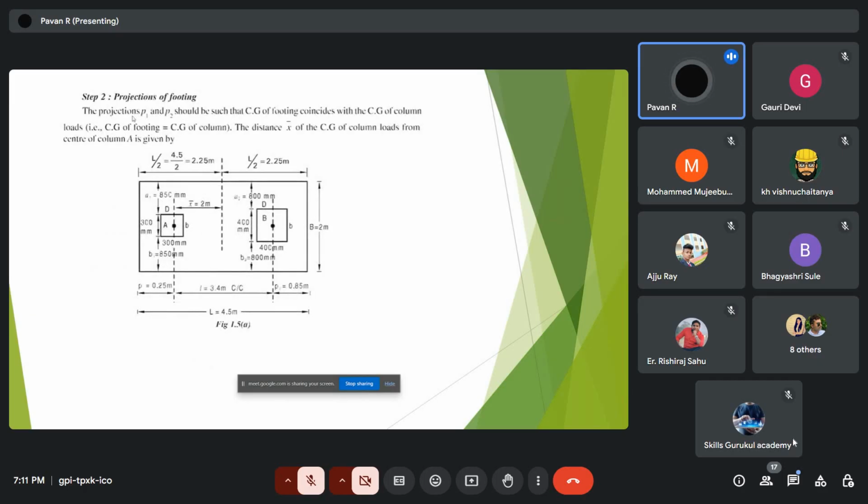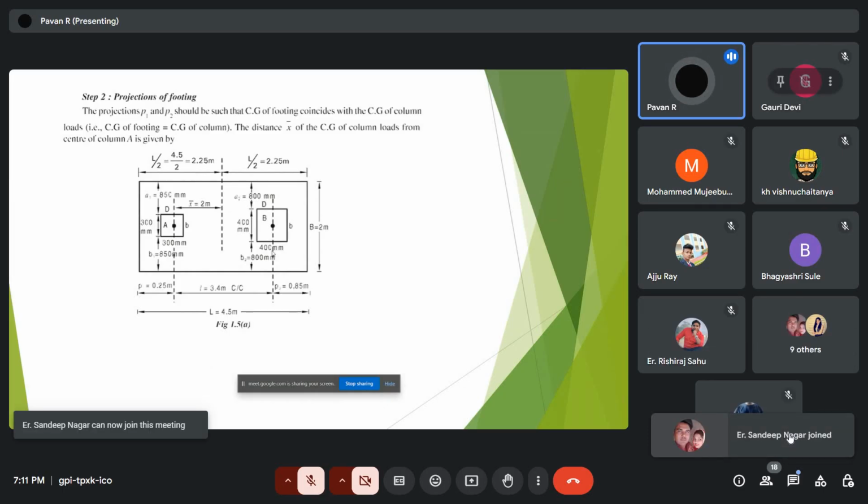In the projections of the footing, we calculate P1 and P2 in such a way that the CG, the center of gravity of the footing, coincides with the center of gravity of the columns, that is CG of the footing is equal to CG of the columns. We find X dash, the distance from the column, by the given formula. L by 2 is 2.25. This is column A and this is column B. Column A is 300 by 300 mm and column B is 400 by 400 mm.